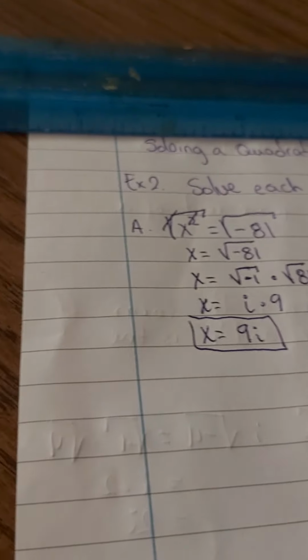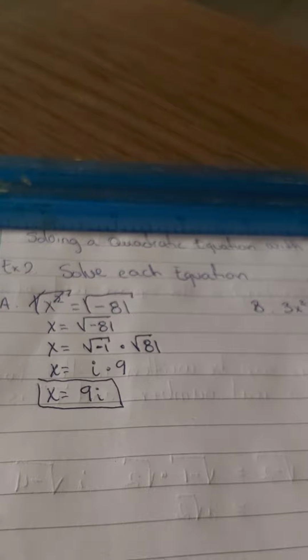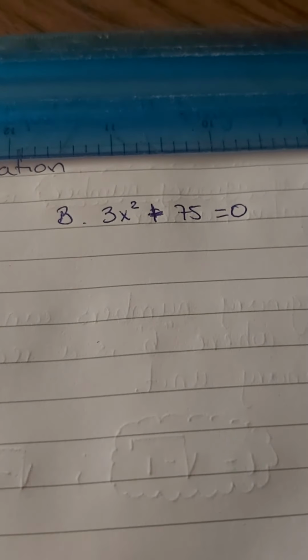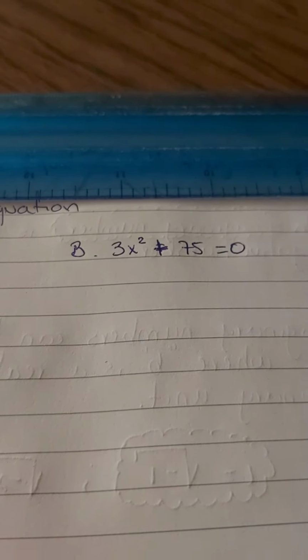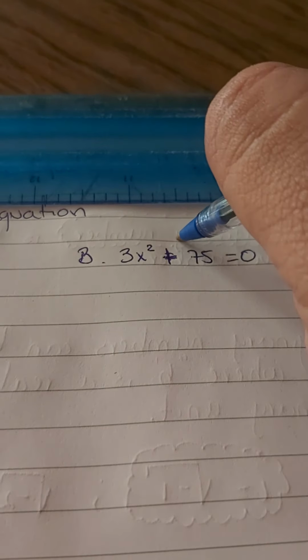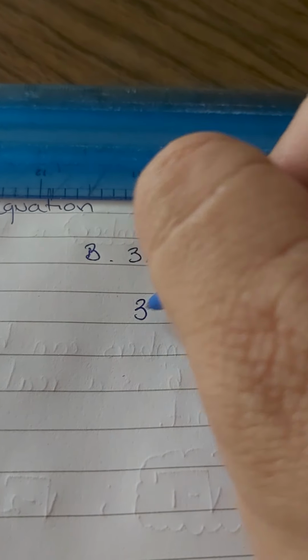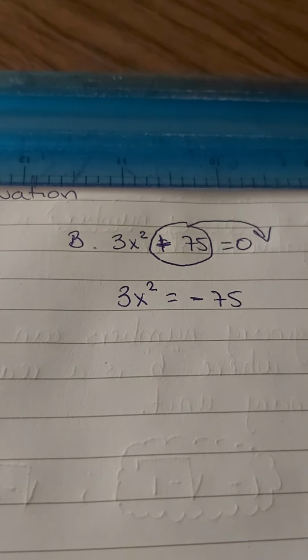it says 3x squared plus 75 equals 0. Okay? 3x squared plus 75 equals 0. So we want to leave x by itself. So we pass 75 to the other side of the equation. We get 3x squared equals negative 75.